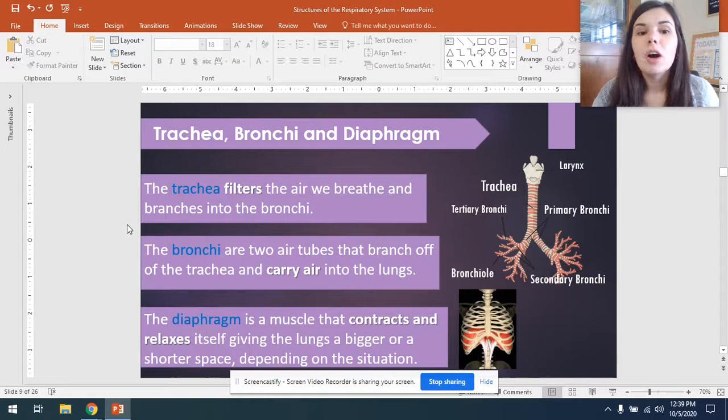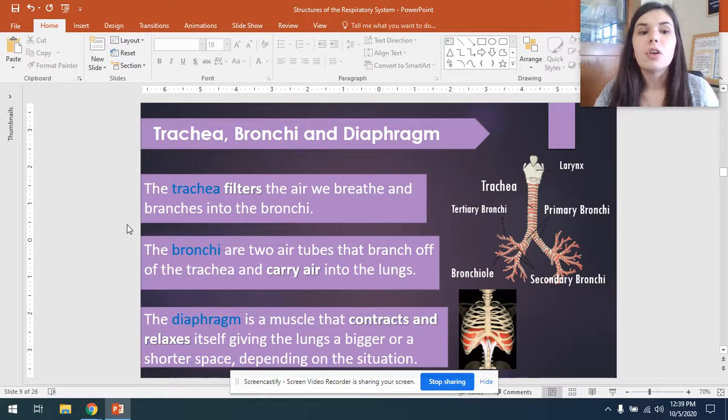Next, we have our trachea, our bronchi, and our diaphragm. The trachea is what basically helps to filter the air that we breathe and then branches off into the bronchi. So you have your pharynx, which is your throat, which then travels down into the trachea, which is then going to branch off into your lungs or your bronchi and then into your lungs.